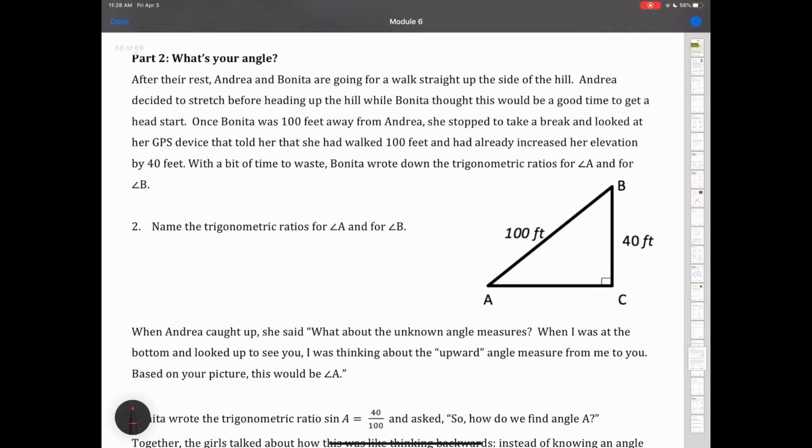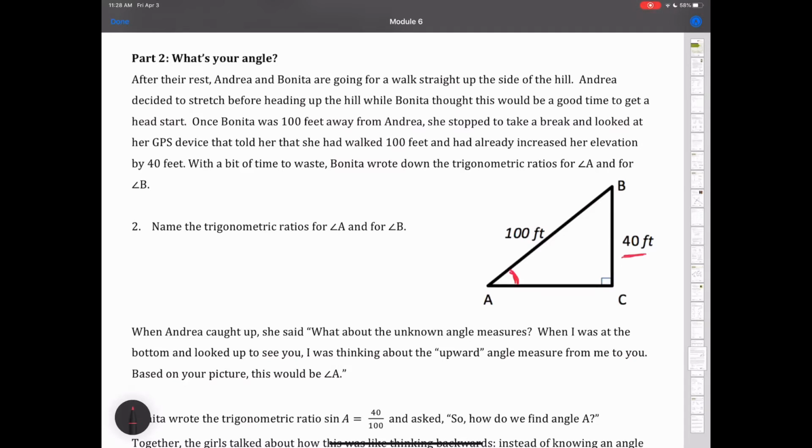What is your angle? After the rest, Andrea and Benita are going for a walk straight up the side of a hill. But don't worry, it's not too steep of a hill. Andrea has decided to stretch before heading up the hill, while Benita thought this would be a good time to get a head start. Once Benita was 100 feet away from Andrea, she stopped to take a break and looked at her GPS device that told her that she had walked 100 feet and had already increased her elevation by 40 feet.